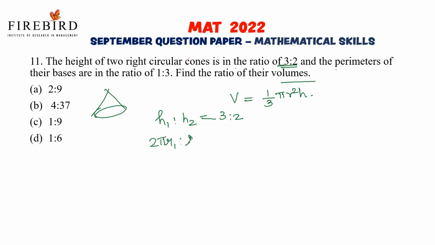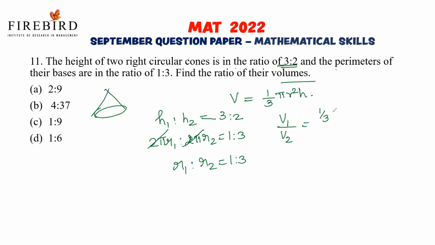2 pi r1 is to 2 pi r2, the ratio is 1:3. They should have given the radius of the cone, but indirectly they have given the perimeter of the cone. So if you cancel 2 pi, r1 is to r2 is nothing but 1:3. Now find out the ratio of volume of their cones.